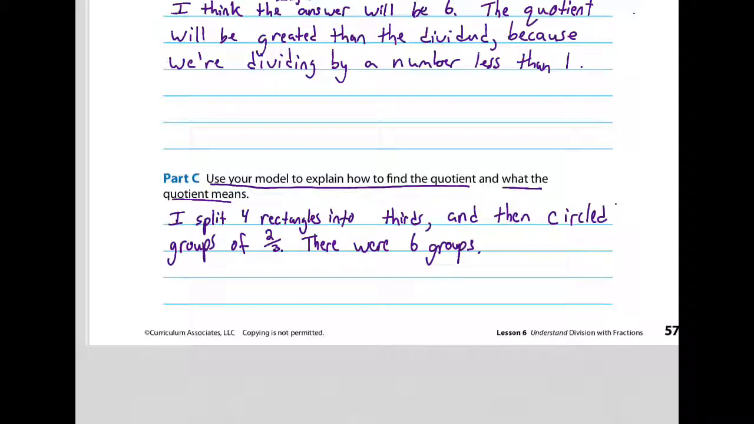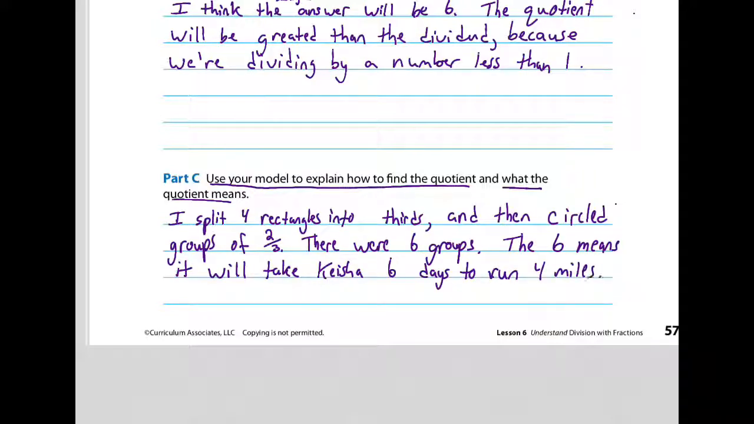Okay, and what does that quotient mean? The quotient is 6, so the 6 means it will take Keisha 6 days to run 4 miles. Okay, that's all it meant. The 6 means it's 6 days.